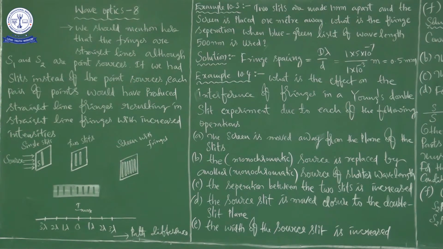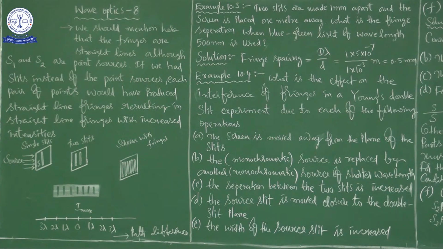See here, what is the effect on the interference fringes in Young's double slit experiment due to each of the following operations? First, A, the screen is moved away from the plane of the slits.